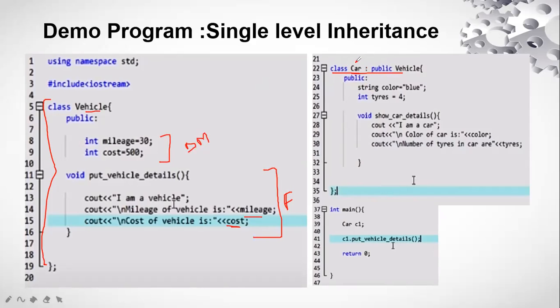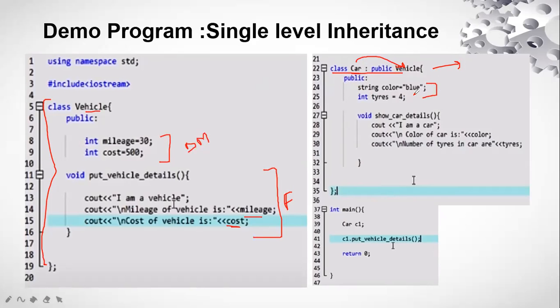That means the car class is going to inherit the properties of the vehicle class publicly. This particular line gives the syntax for defining the car class as the subclass and the vehicle class as the parent class. Now this is public. I've defined two attributes here.